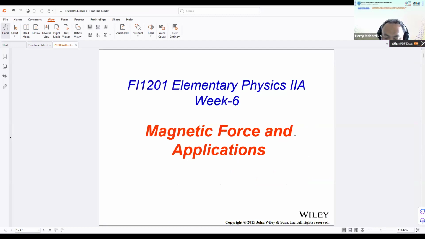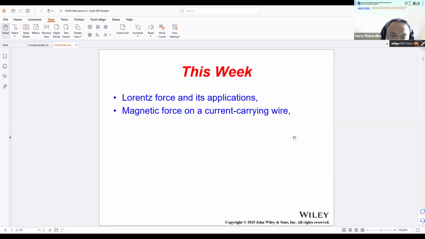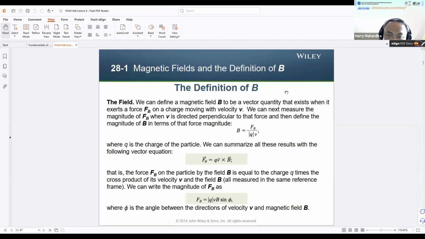Okay. In the lecture notes, the definition of B, or the definition of magnetic field magnitude, or the value of magnetic fields, we can define magnetic field B as a vector quantity that exists when it exerts a force FB on a charge moving with velocity V.